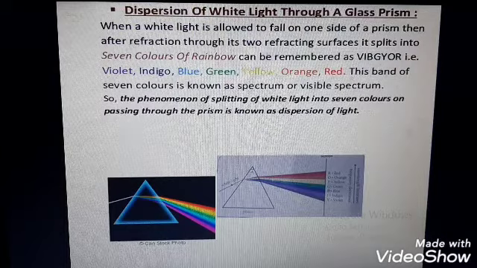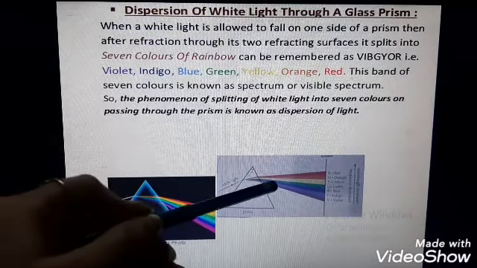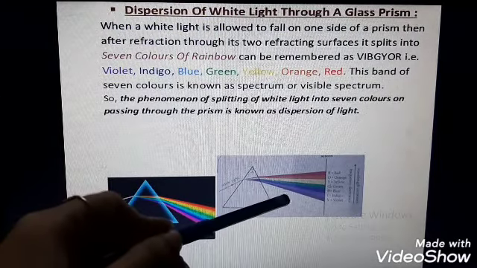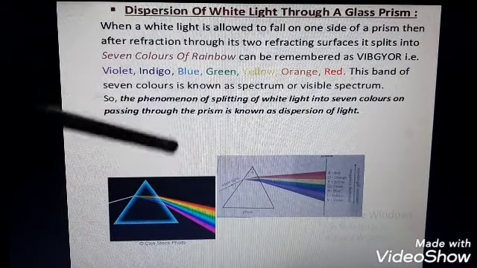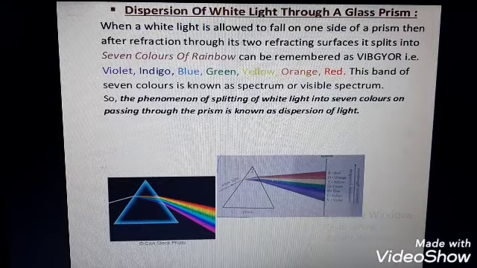Okay, and every color has a different wavelength. Just see in this figure, every color has a different wavelength. That is why it will split up with different wavelengths. Let me show you the different wavelengths, the composition of these wavelengths.